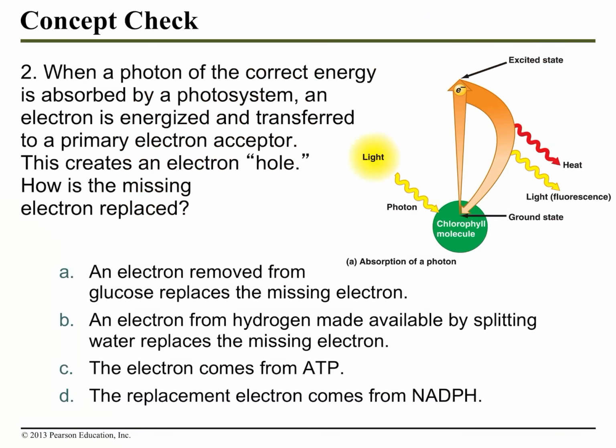Okay, so here's a concept check. When a photon of the correct energy is absorbed by a photosystem, an electron is energized and transferred to a primary electron acceptor. This creates an electron hole. How is the missing electron replaced? Okay, so what's the correct answer? You should have chosen B. Electron from hydrogen made available by splitting water replaces the missing electron. All right.